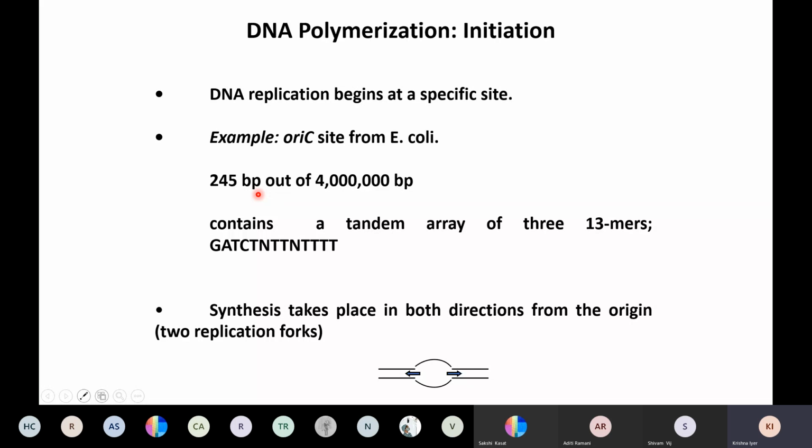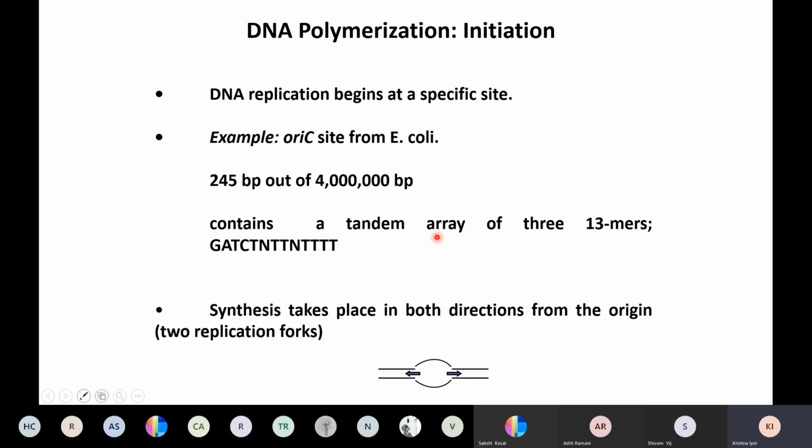There are always specific places where this replication will start, and those specific places are referred to many times as the origin, or origins of replication, in case there is more than one. Now, typically, what you will find, here is an example from E. coli, is that this sequence of 245 base pairs tends to contain some types of repeats.